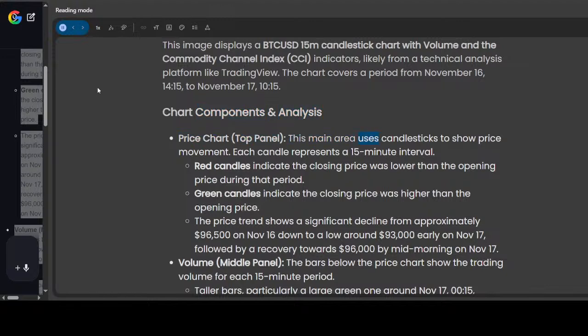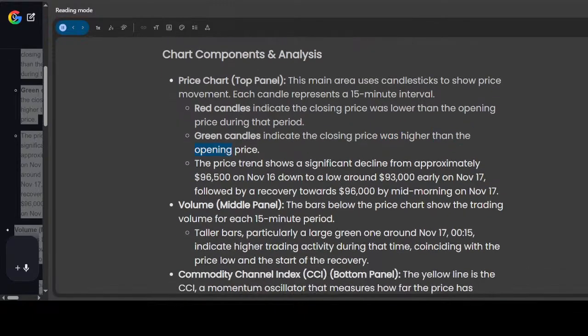This main area uses candlesticks to show price movement. Each candle represents a 15-minute interval. Red candles indicate the closing price was lower than the opening price during that period. Green candles indicate the closing price was higher than the opening price.